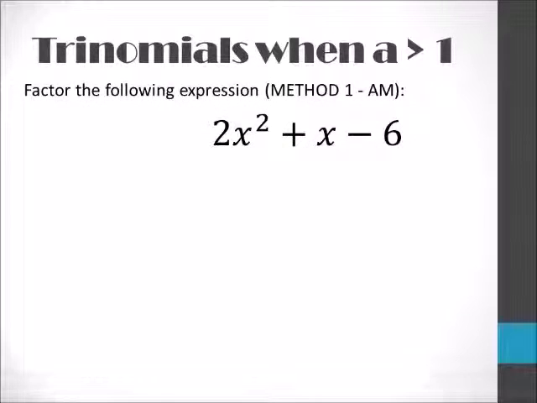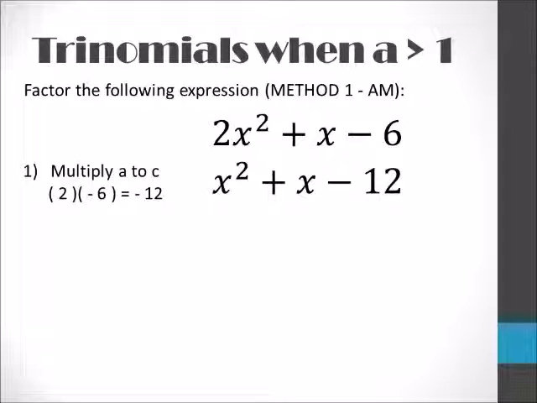Next, we're going to factor trinomials when a is greater than 1. The first step you're going to do in this case is multiply a to c. So 2 times negative 6 will give you your negative 12. Our new expression will be x squared plus x minus 12. Then you're going to factor.